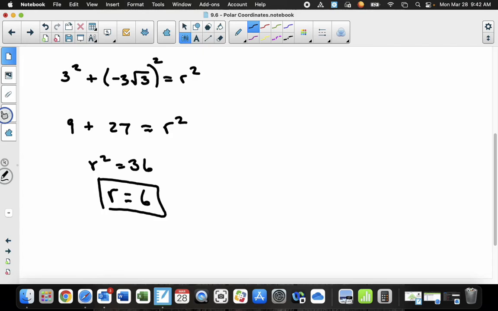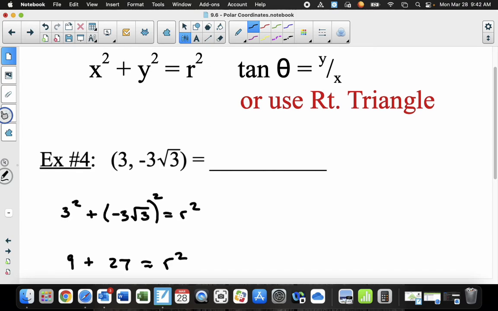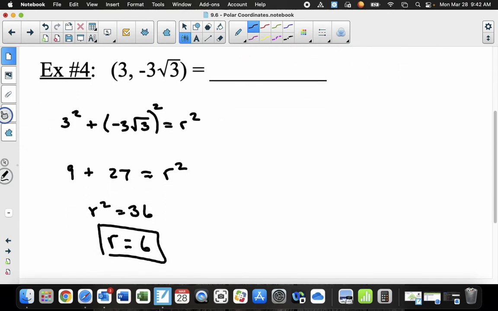Now we need to figure out what theta is. And that's going to come from this formula, the tangent of theta equals y over x. Because once again, you've got x and y. So if we set that up, tangent of theta equals y coordinate, negative 3 square root of 3, over the x coordinate, which in this case is 3. We can simplify that a little bit. Okay, the 3's will cancel, which means we end up with the negative square root of 3.